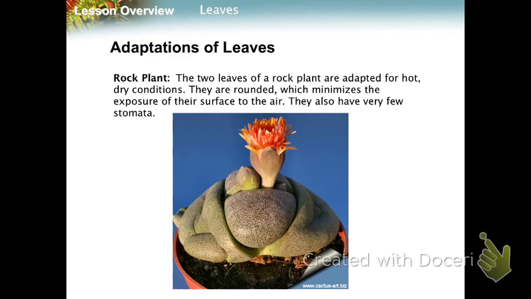Here's a rock plant. Rock plants have 2 leaves. They're adapted for hot and dry conditions. So the pitcher plant is adapted to nutrient-poor, nitrogen-poor conditions. This is adapted for hot, dry conditions. They're rounded, which minimizes the exposure of their surface to the air, and they have very few stomata.